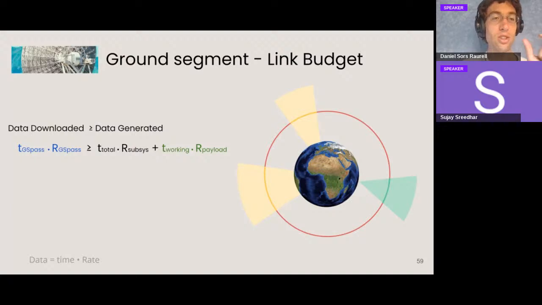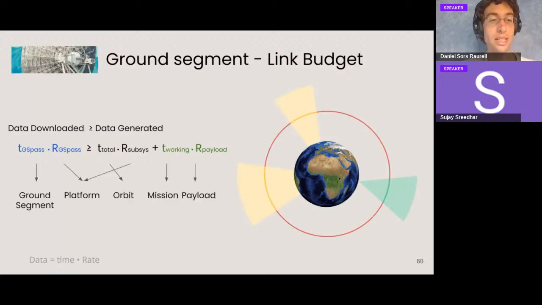So here you see that the total data that you can download over a ground station pass, shown in green or blue, has to be bigger than or equal to the total data generated by the spacecraft, by the platform, which is what we call housekeeping data, to monitor all the systems in the spacecraft, plus all the data generated by the payload. In our case, it would be cells, microgravity level data from the accelerometers and the gyroscopes, and all these images that would require more data to be downloaded.